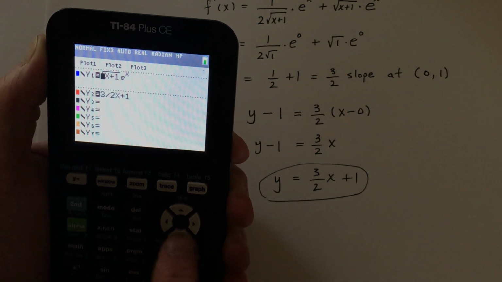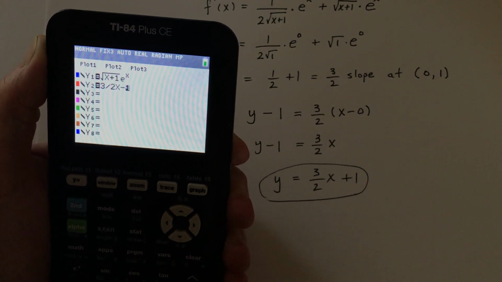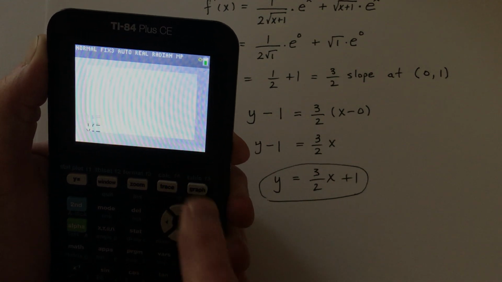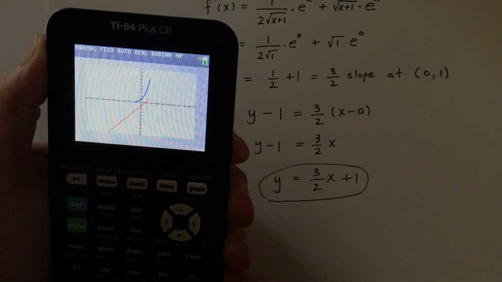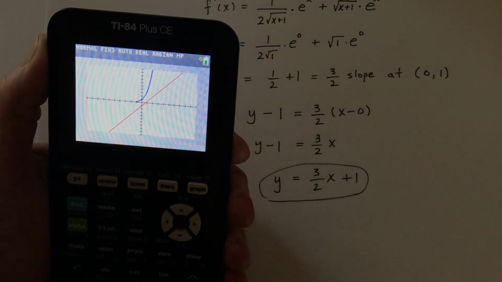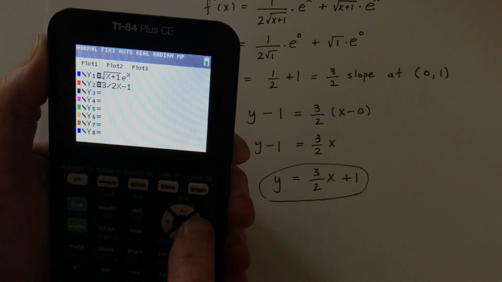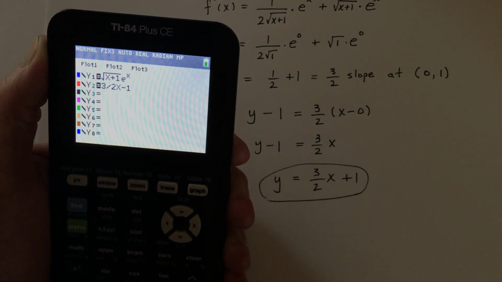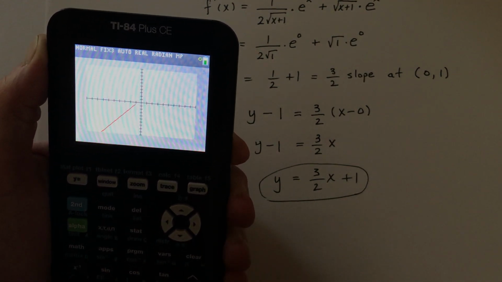If I would have made some small algebra mistake, let's say I accidentally said, oh, the answer is a -1. And then you look at that, this red line, it's not even touching the graph. It's supposed to touch the graph right there at 0, 1. Then I realized, oh, wait a second, I meant to say this is a +1. And that looks like a tangent line.